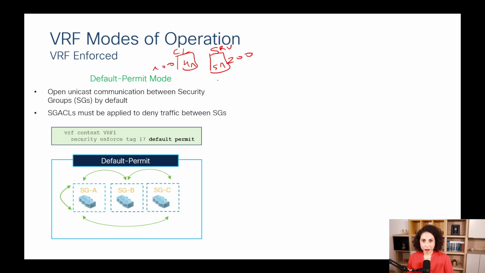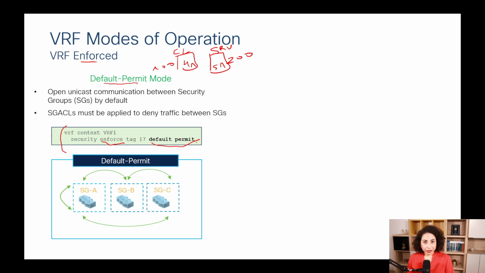So we can create our security groups. Now let's assume that we have just created the security groups and we have not created any contract between them, no SG-ACLs, nothing. We have just defined the security groups. When we are in enforced with a default permit, the way it is configured is like in this paragraph. So we go into the VRF context for our VRF. We say that we are doing a security enforce with a default permit. I will come back to this tag a bit later.